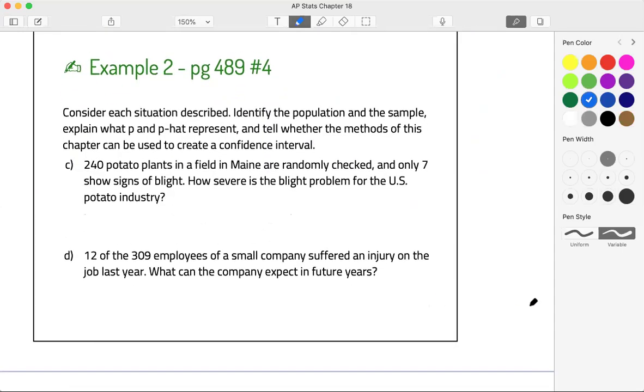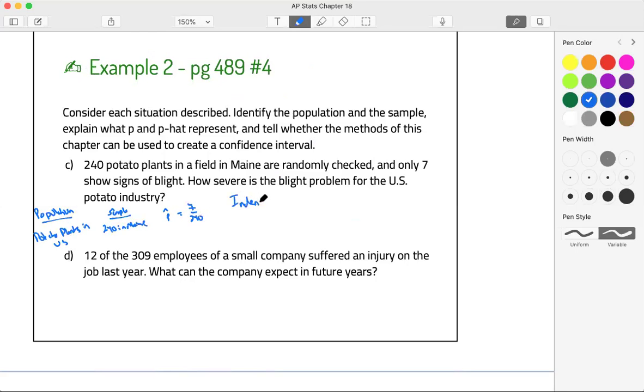All right. Example 2. So we're going to consider each situation described, same thing. So in part C, okay, we have 200 potato plants in a field in Maine, and then we randomly check them, and 7 show signs of blight. How severe is this blight? All right, so in C, the population is going to be potato plants in the US. All right, our sample is the 240 in Maine. Our p hat is going to be 7 out of 240.